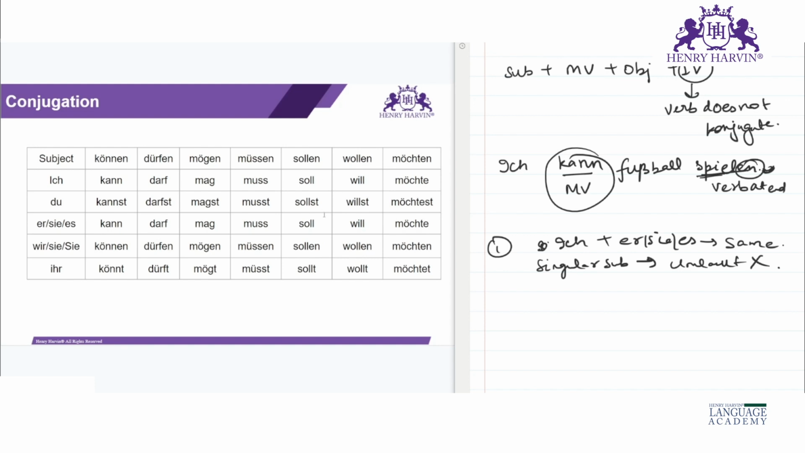So sollen, there is no umlaut in this, so that's why it's not required. It's a normal conjugation. Ich soll, er/sie/es soll, du sollst, wir/sie sollen, ihr sollt. But the conjugation of wollen you have to see, because in this the conjugation is ich will, du willst, but the other thing, if you see that wollen and wollt. So this will is not that English will. This means want to. And then möchten. So möchten is an exception because in this we are writing the umlaut in all the cases.